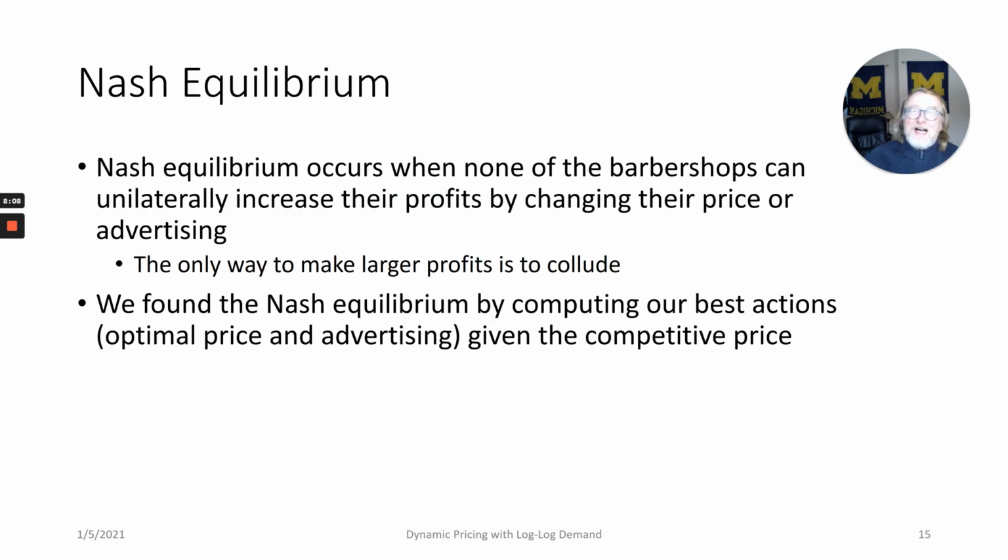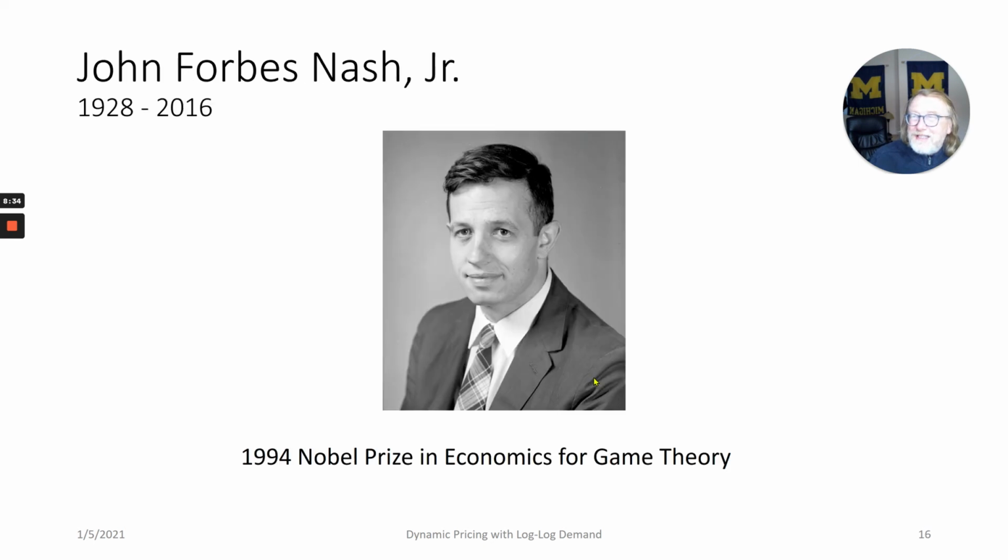All right, what we just computed is called a Nash equilibrium, and it's kind of like saying, hey, what's the best that we can do given what the competition's doing, right? So we have a little bit of competition in this model. We know what the competitive prices are. We have a demand function that depends on the competition, and so we can find out what's our best action if we know what the competition is going to be doing. And there's John Forbes Nash, who won the Nobel Prize in Economics in 1994 for his work in game theory.